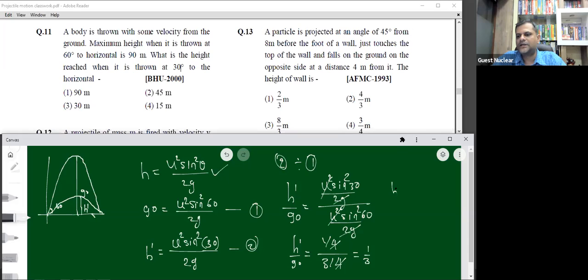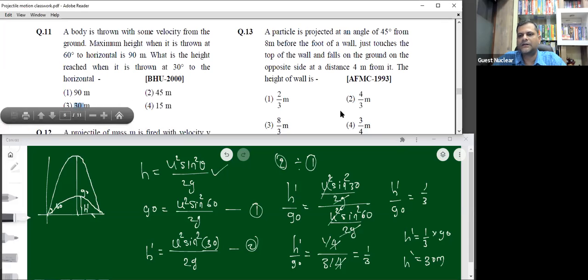So if h dash upon 90 is equal to 1 by 3, then h dash must be equal to what? 1 by 3 times of 90, which has to be 30 meter, which is option number B here.